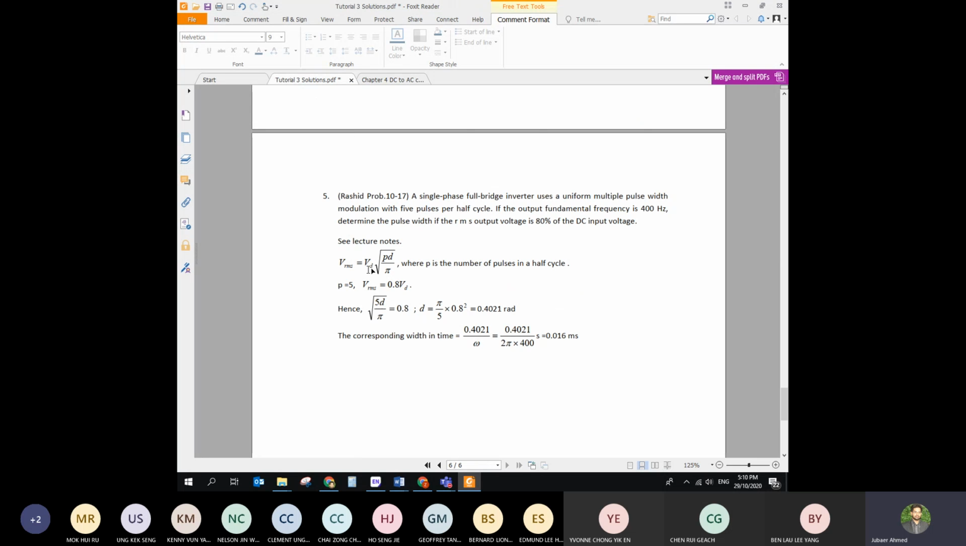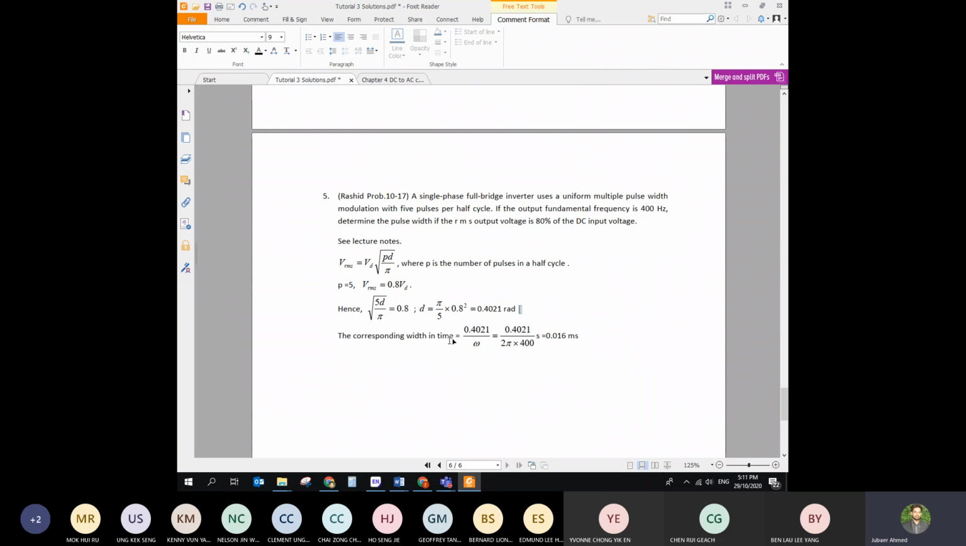For this question, there are 5 pulses. So the value of P is going to be 5. VRMS is given 0.8 VD. So 0.8 VD, you put it here. VD is going to get cancelled out. Then you put the equation root over 5D over pi is equal to 0.8. So you can calculate the width of the PWM or the pulse, just rearrange it. It's very simple. Square it and then pi. So this is the angular domain for the width of the pulse.